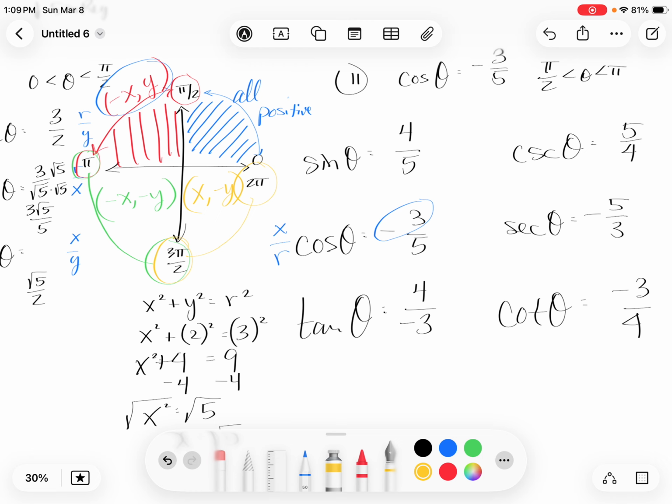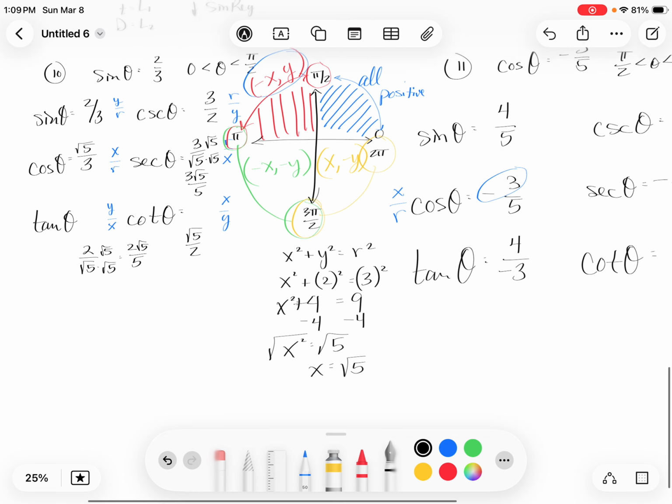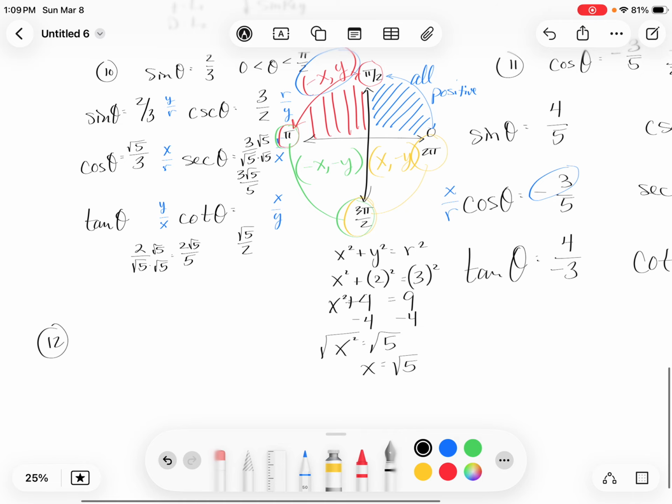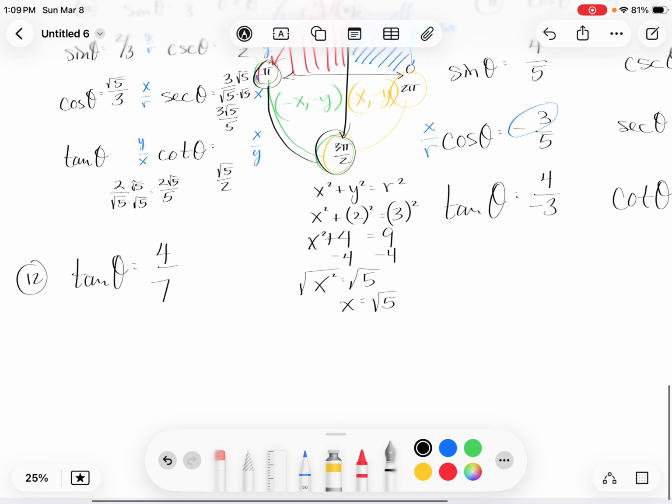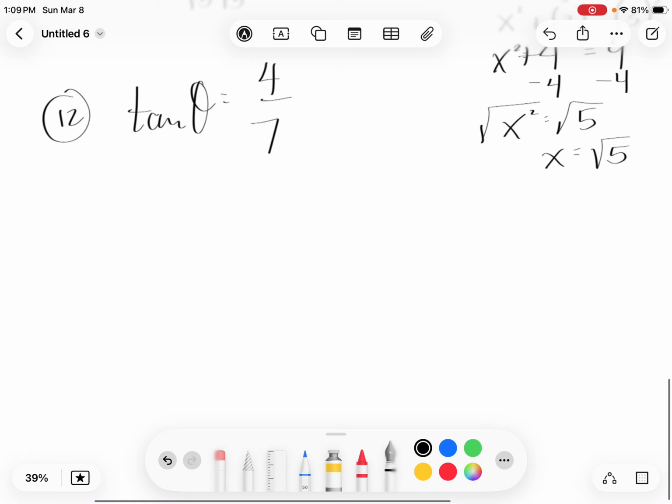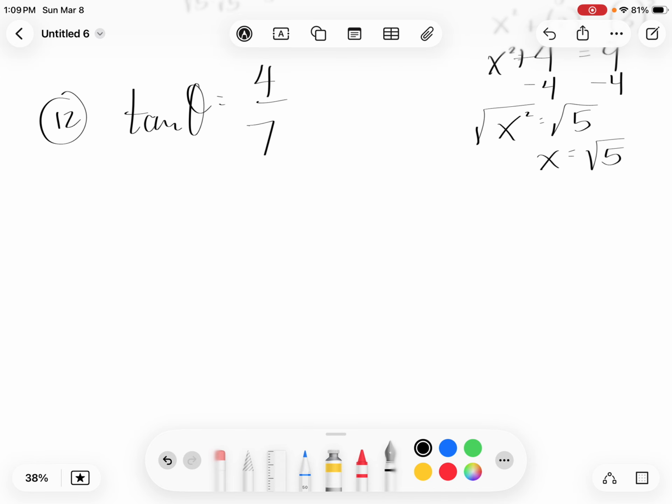Then number 12. The tangent of theta equals 4 over 7. It's going from pi to 3 pi over 2, so it's this green one right there, which means my x and my y have to be negative. So when you look at tangent, don't forget that's y divided by x. The reason why it's positive is because two negatives make a positive if you divide them.